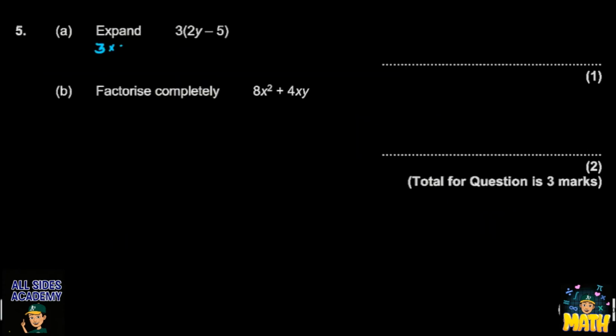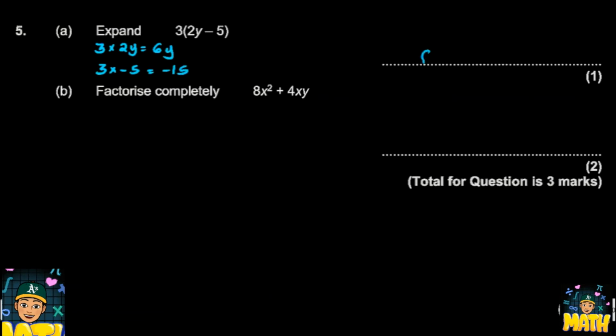Expand. So in this case, we multiply the 3 by the 2y to get 6y, and then the 3 by the negative 5 to get negative 15. So putting them together, I get 6y minus 15.